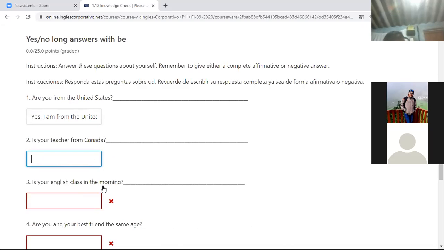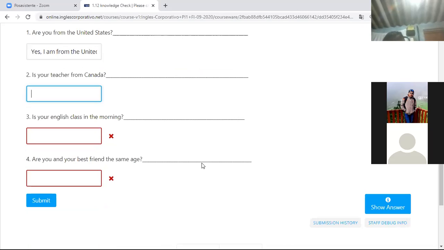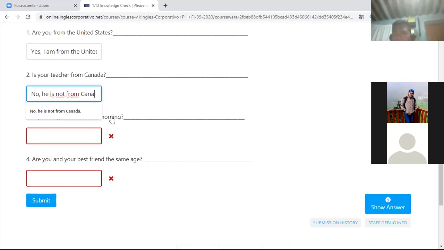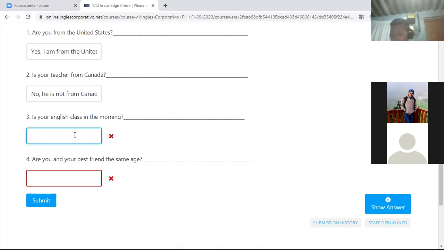Number two, volunteers. Tell me your name, please. Teacher Rocío. Thank you, Rocío. Yes or no, Rocío? No. He doesn't from Canada. He's not. No, he is not from Canada, you say, right? From Canada. Peter, right? ¿Le ponemos punto, sí o no, Rocío? Sí. Yes, okay, good. Number three, please, volunteers.